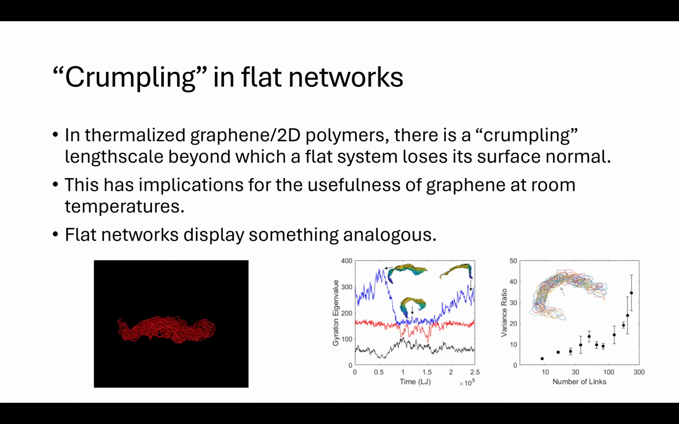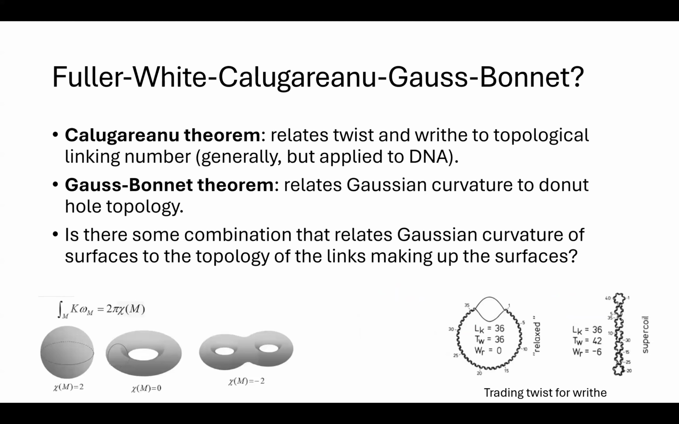You get the point. On the other side, they're basically no longer correlated, which I think is neat. So the reason I think this is interesting is because there are two broader things from topology that you might think to describe this with. With DNA, we have the Fuller-White-Călugăreanu theorem, which I guess also applies to twisted ribbons, but it relates the twist and the writhe to the topological linking number between either the two helices of DNA or the two edges of a twisted ribbon.